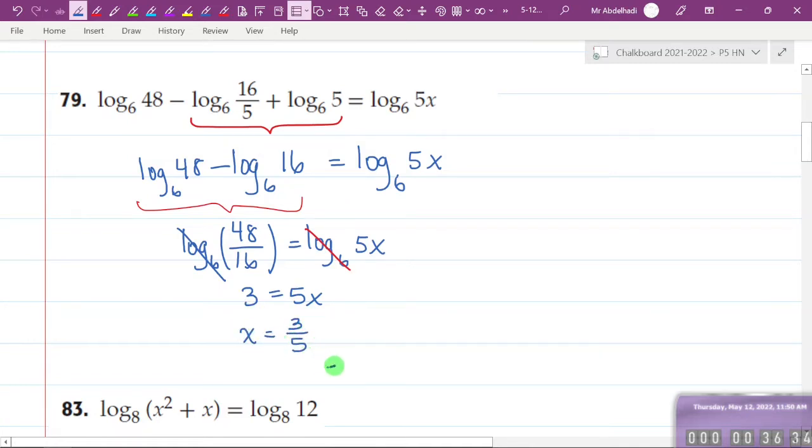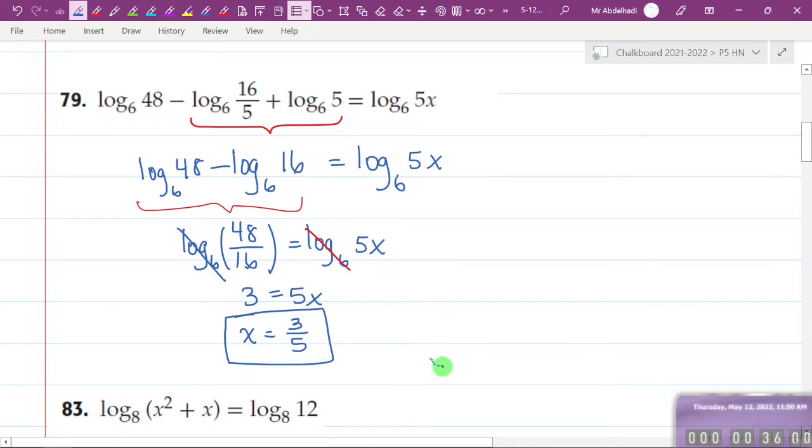Now, check that. What I mean by check that is see if it works in all the logarithms. Well, this doesn't have an x, so I don't have to worry about it. This logarithm doesn't have an x, I don't have to worry about it. This logarithm doesn't have an x, I don't have to worry about it. But this one does. So if I put a 3/5 here, 5 times 3/5 is 3. And it's positive 3, so it's okay. It's going to work with the domain of the logarithm, so I'll box it. Now, is it possible that I made an arithmetic mistake? Yeah. I'm not checking to see if my answer is right. I'm just checking to see if the logarithm will accept a 3/5.